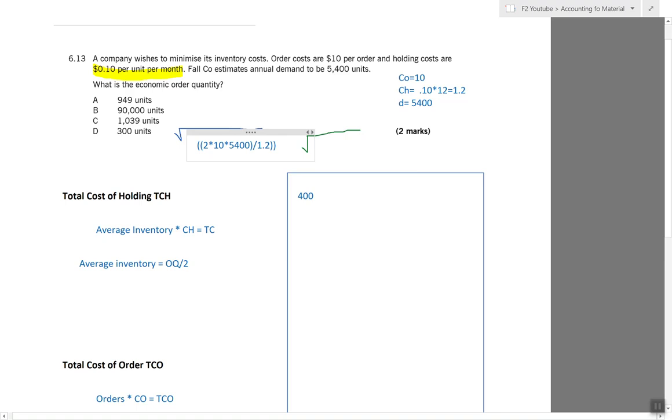If you do the calculation in parts, 2 multiplied by 10 multiplied by 5,400 gives you 108,000. Dividing that by 1.20 gives you 90,000. And putting that in the calculator gives you 300. So the economic order quantity, the answer here, is D.